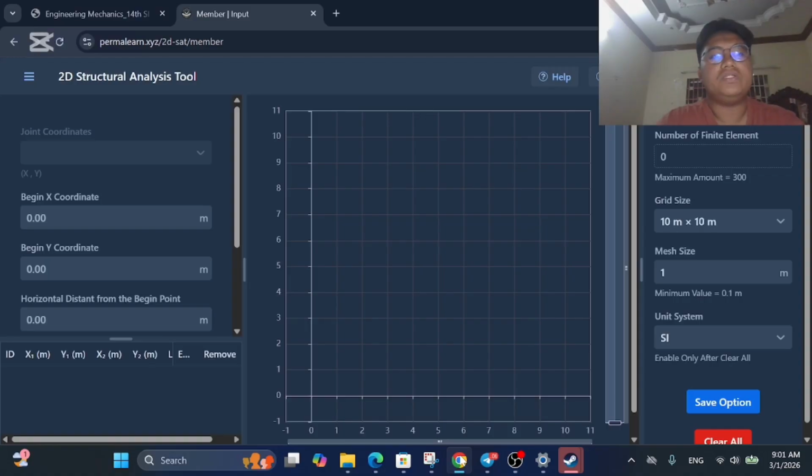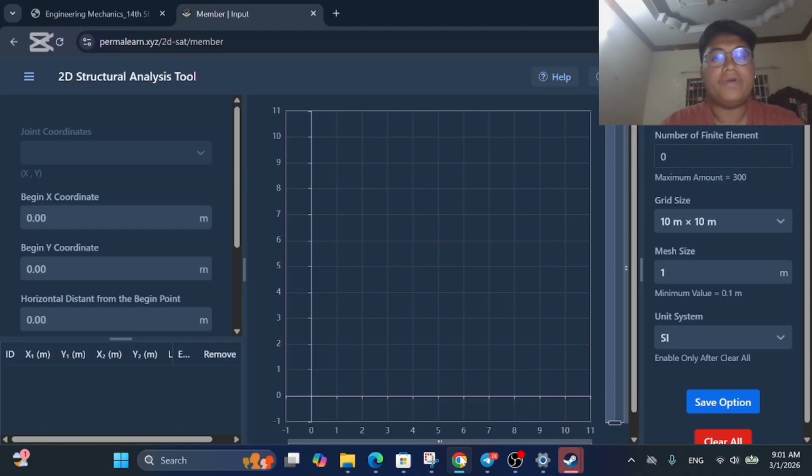So today I'm going to talk about PermaLearn platform. So what is a PermaLearn platform? Another word for PermaLearn platform is a 2D structural analysis tool. It's a free platform designed for student, engineer, and educator. Its goal is to make structural engineering more fun, accessible, and enjoyable.